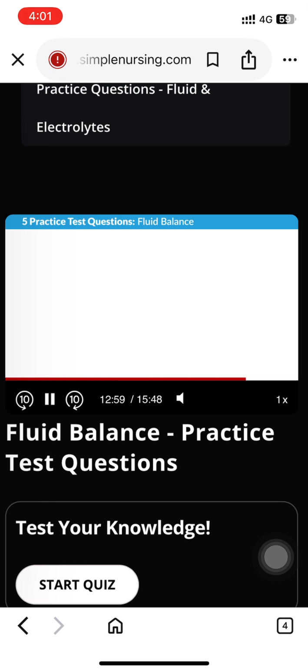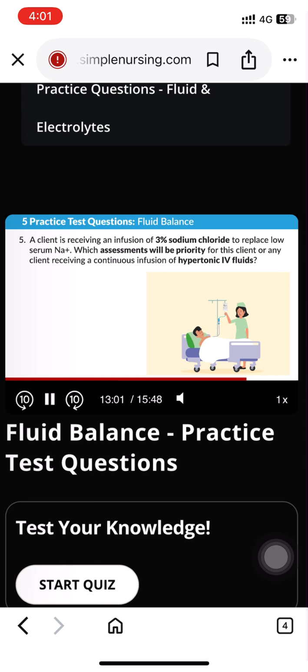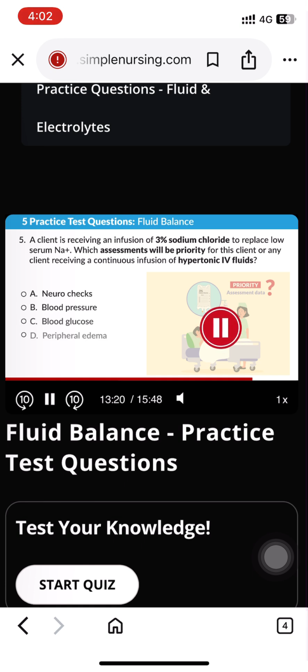Now, moving on to the last question. A client is receiving an infusion of 3% sodium chloride to replace low serum sodium. Which assessments will be priority for this client or any client receiving a continuous infusion of hypertonic IV fluids? So go ahead, pause the screen, and you've got 60 seconds to answer this.